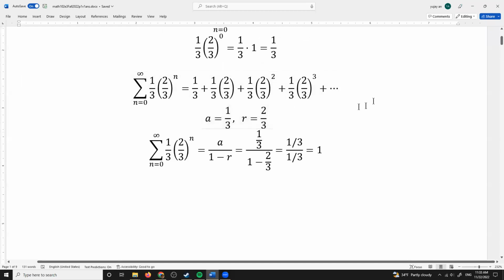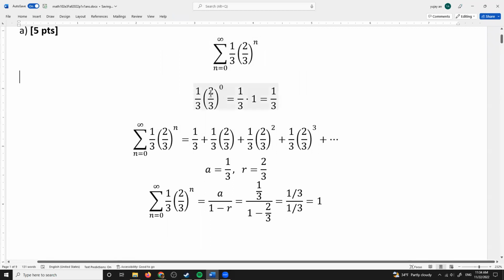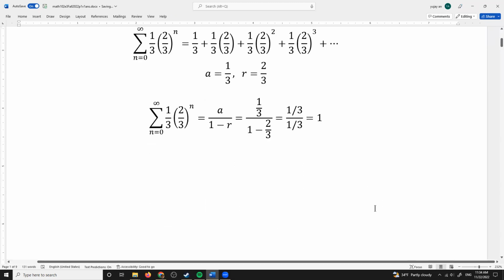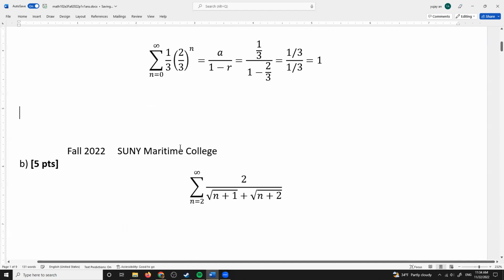Okay. I think most people figured this out. The common mistake was some people didn't realize that the first term is 1/3. I guess they didn't pay attention to this 0. If this started from 1, then it would have been 2/9, and I've seen a lot of people using 2/9 at the very first one. And another common mistake was not being able to figure out the a over 1 minus r. Some of you forgot this formula. Any questions? Feel free to stop me when you have any questions, okay?